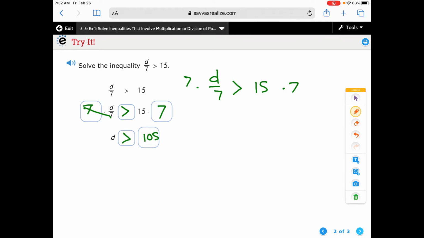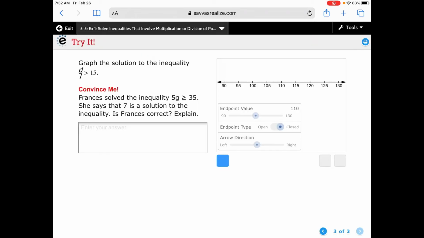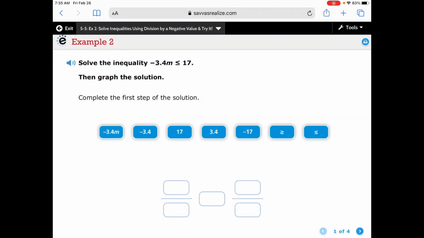Then the next part they're going to want us to graph that. So we know that it's at 105. We set it equal to 105. It's going to be an open circle because there's no line underneath, and it should be pointing to the right because our inequality sign, as you look here in the original, was pointing to the right. We're not flipping it. So that's what your graph should look like. Okay, let's turn over to page 291 to look at example 2.